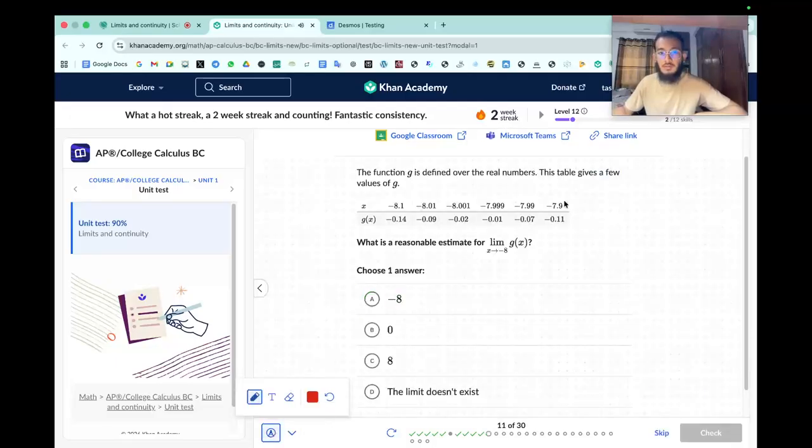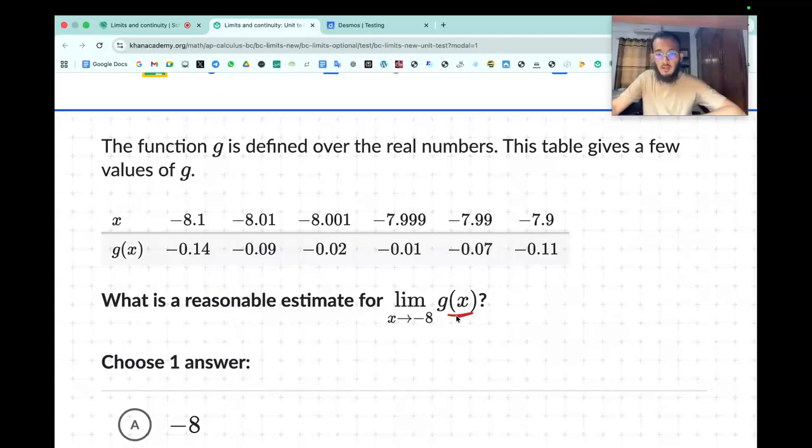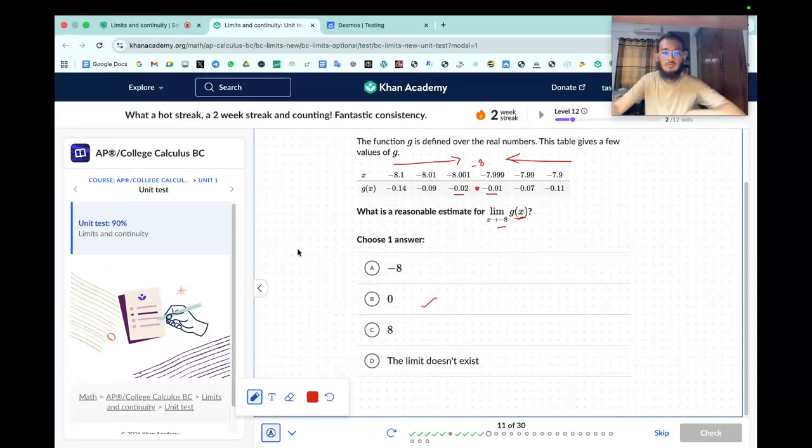Okay. The function g is defined over the real numbers. This table gives a few values of g. What is a reasonable estimate for the limit of this function as x tends to -8? Where is -8? Here is -8. It is approaching from the left and the right. And as you can see, it is approaching a value of 0, most likely. Or no, between -0.02 and 0.01. So it's 0 actually, yeah.